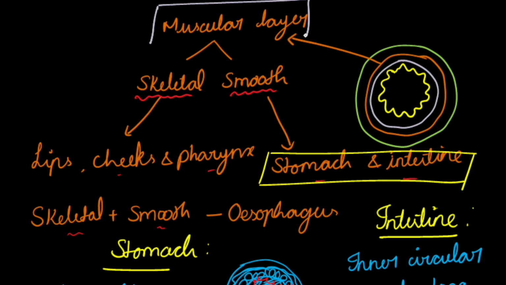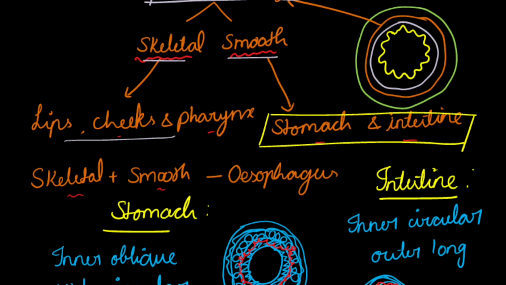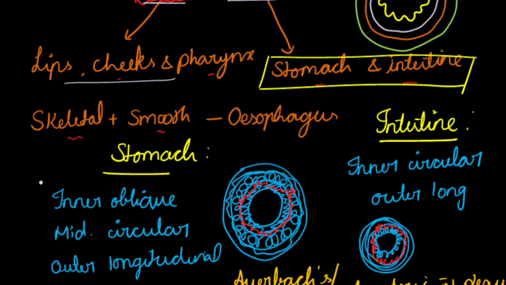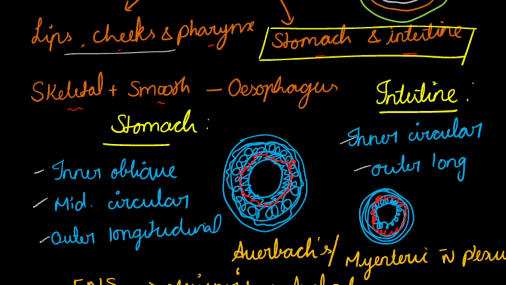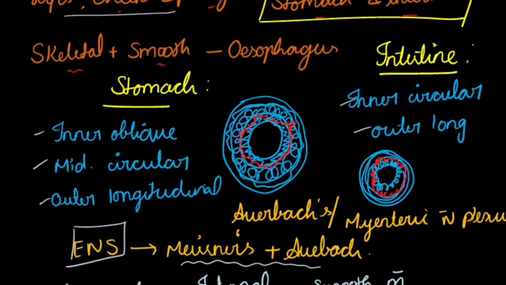Now, regarding the muscular layer, it has two different types of muscle, that is skeletal and smooth muscle. Skeletal muscle we can see in the lips, cheek, and pharynx, and smooth muscle we can see in the stomach and intestine. Both the combination of skeletal and smooth muscle we can see in the esophagus, which is very lucky to have both. Now regarding the stomach and intestine, in the stomach we have three different layers: inner oblique, middle circular, and outer longitudinal. In the intestine, we have inner circular and outer longitudinal. And here we have one special nerve plexus, that is called Auerbach's plexus or myenteric plexus. So our enteric nervous system has two different types of nerve plexus, Meissner's and Auerbach's. Meissner's is present in the submucosal layer, and Auerbach's is present in the myenteric layer.